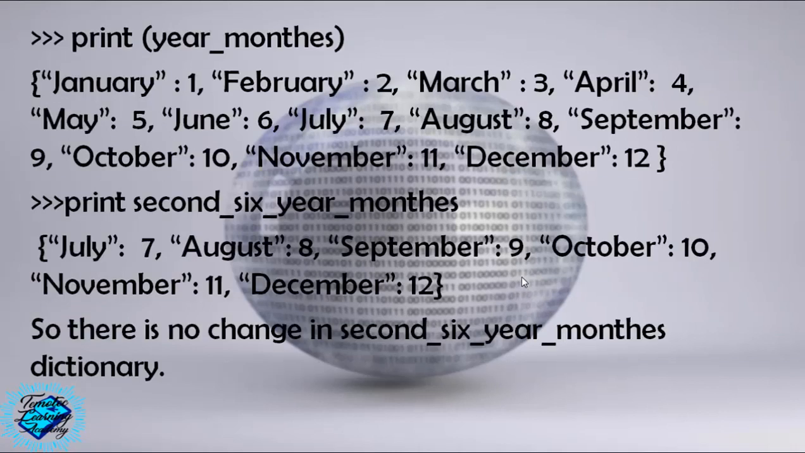We will get, after print(year_months), January: 1, February: 2, March: 3, April: 4, May: 5, June: 6, July: 7, August: 8, September: 9, October: 10, November: 11, December: 12. Print second_six_year_months: July: 7, August: 8, September: 9, October: 10, November: 11, December: 12. So there is no change in second_six_year_months.